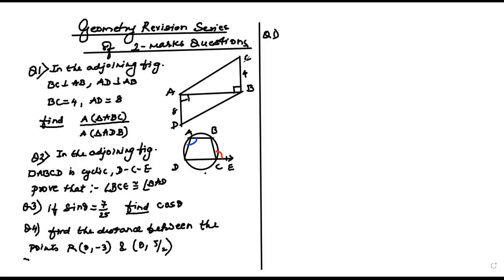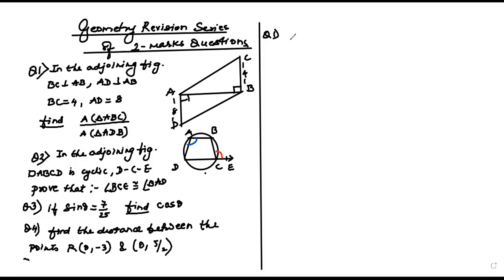The length of BC is 4, and they're giving us the length of AD as 8. They want me to find the area of triangle ABC upon the area of triangle ADB. Look at the two triangles, children. For triangle ABC, BC is the height and AB is the base. For triangle ADB, AB is the base and AD is the height. That means both these triangles have the same base.